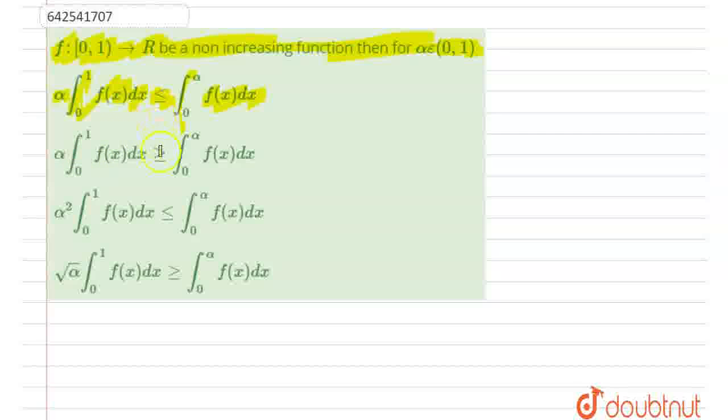The same thing with just the inequality reversed, that is alpha times integration 0 to 1 fx dx is greater than or equal to integration 0 to alpha fx dx. Then there's alpha square: in place of alpha, if you replace alpha square, integration 0 to 1 fx dx is less than or equal to integration 0 to alpha fx dx. Root alpha integration 0 to 1 fx dx is greater than or equal to integration 0 to alpha fx dx. That is the fourth option.